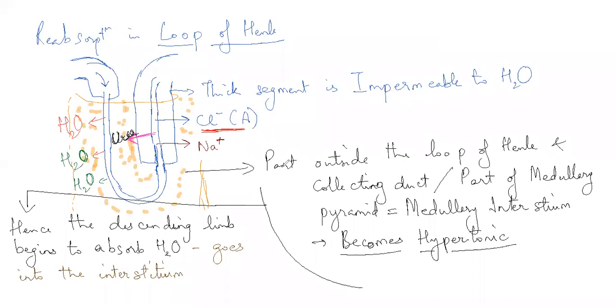Now in this case, if you observe, the movement of the filtrate is in opposite direction. Here the filtrate is moving in downward direction. नीचे जा रहा है. In this case, the filtrate is moving upwards. इसीलिए इसे ascending limb बोलते हैं. This is the ascending limb, and this one is the descending limb. Descending limb में filtrate नीचे जा रहा होता है, ascending limb में ऊपर जा रहा होता है.